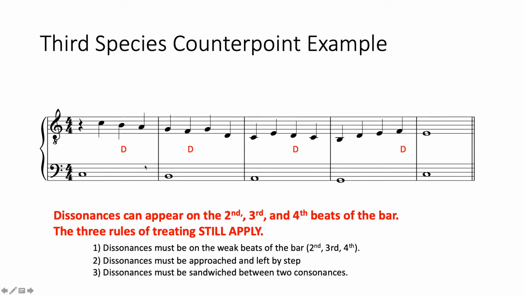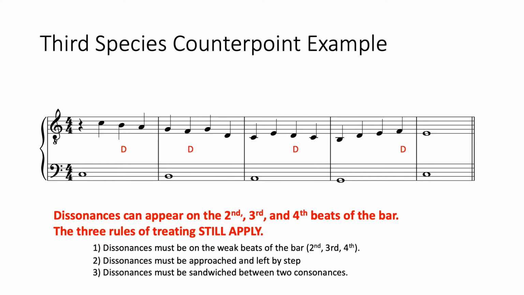So as you can see in this example, we've actually got a dissonance on the third beat of the bar here, on the second beat here, on the third beat here, and on the fourth beat here. So there's plenty more opportunity to incorporate dissonance. And that means you can use dissonances much more often. In the previous example, we only had 3 dissonances across that entire example, and here we've got a dissonance in every bar. So we can explore dissonance a little bit more.